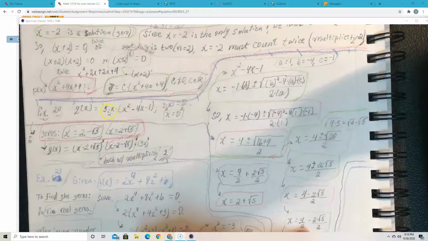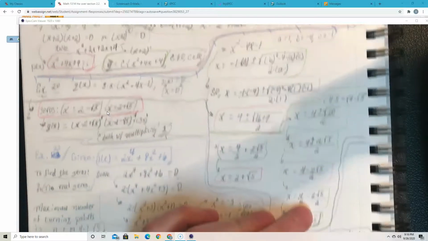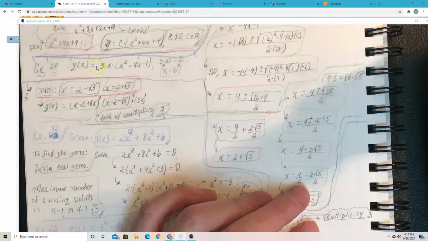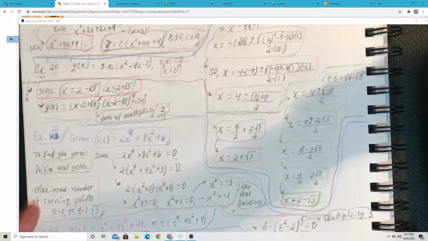And we're going to look at number 20. And notice on number 20, it's partially factored. Number 20, g of x equals 3 times x times the quantity x squared minus 4x minus 1. This x has already been factored out of these 3 terms. They just gave it to us that way.